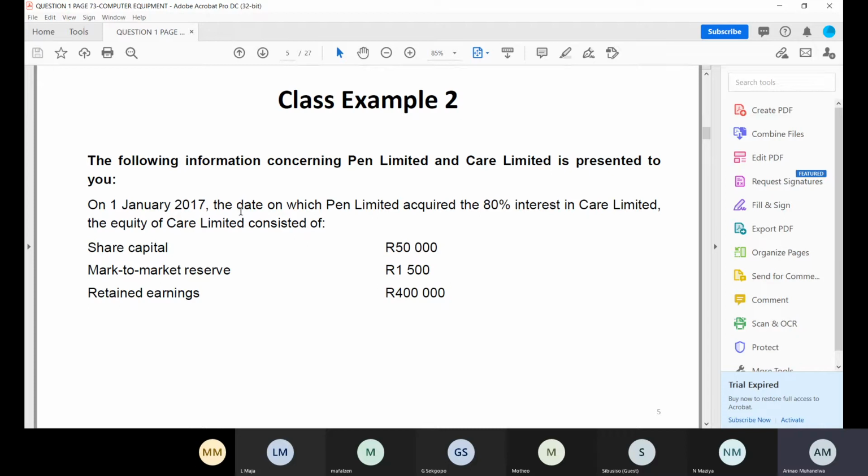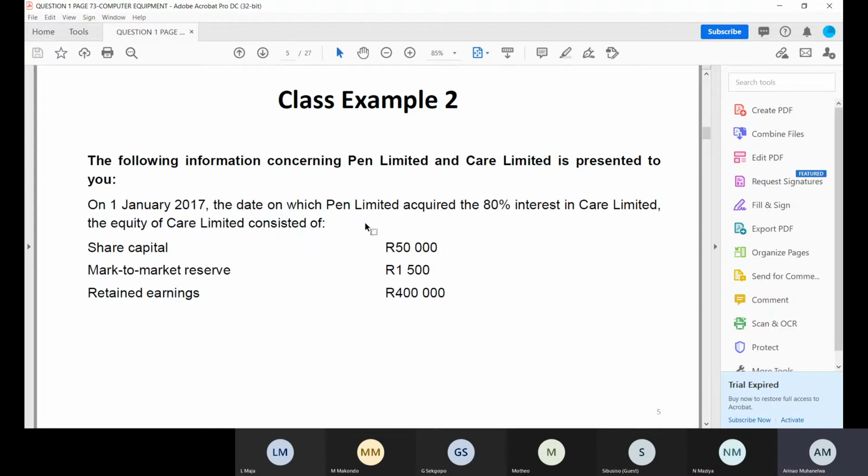On 1st January 2017, the date on which Penn Limited acquired 80% interest in Care Limited. So now we know that Penn is the parent, Care Limited is going to be our subsidiary. The equity of Care Limited consisted of share capital, mark-to-market reserve, and retained earnings. If you remember, when we were reading one of the consolidation process, they say we must eliminate equity of a subsidiary. Very interesting. We will see how to eliminate that.